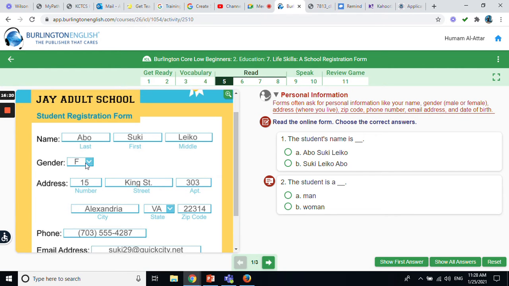Gender, what does this mean? F. What does the F mean? A woman, female. Yes, very good.